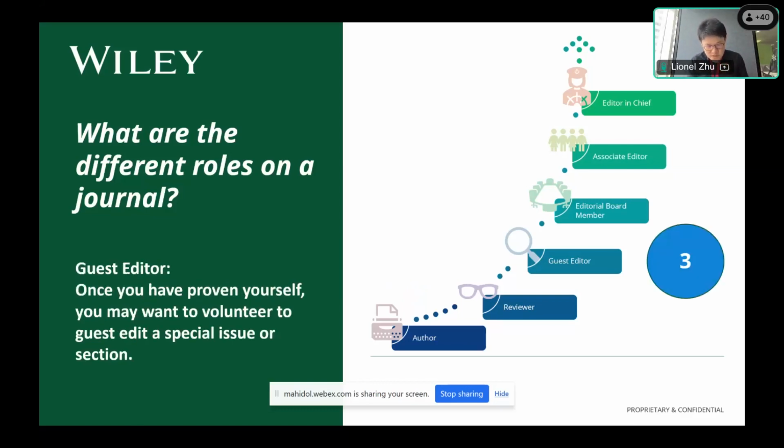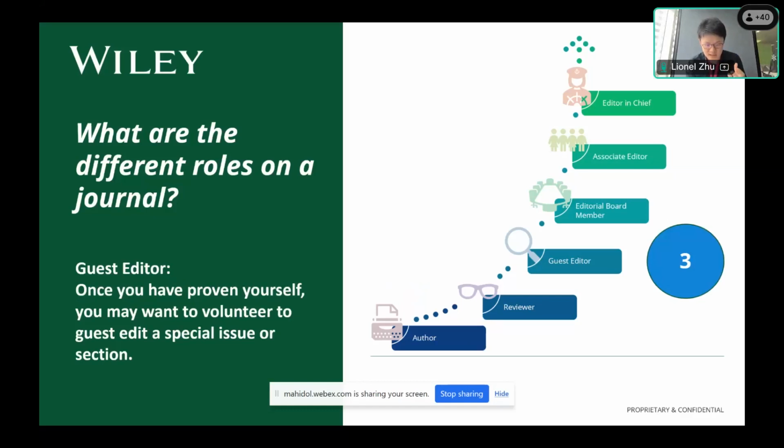Once you publish loads of papers and review many papers, you are very well established in your field, and you can apply to be a guest editor. Still, let's take food science and nutrition as an example: we ask the guest editor to have an H index above 25 to be qualified. H index 25 means you need to publish at least 25 papers in Web of Science, and each paper needs to have at least 25 citations. So we really value the influence of the papers.